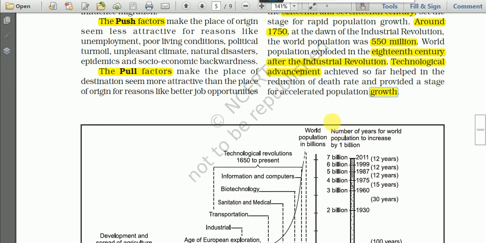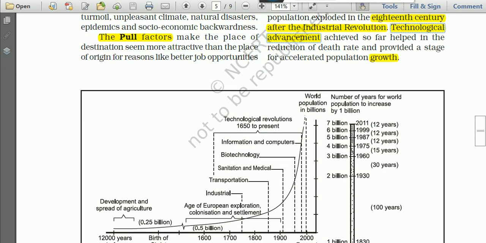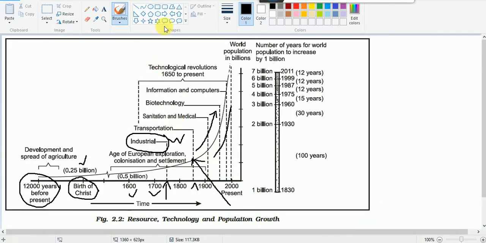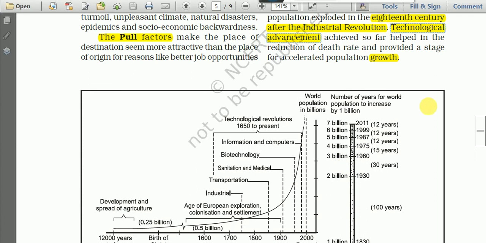So the decline in the death rate is due to technological advancement, as given here. Due to the technological advancement, say here, like improvement in transportation, then improvement in sanitation and medical facilities, then biotechnology, then information and computers. Because of all this technological revolution, the world population has exploded after the industrial revolution.